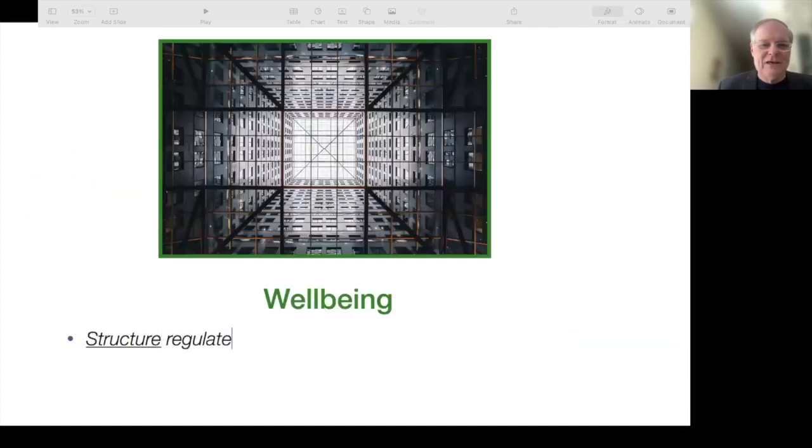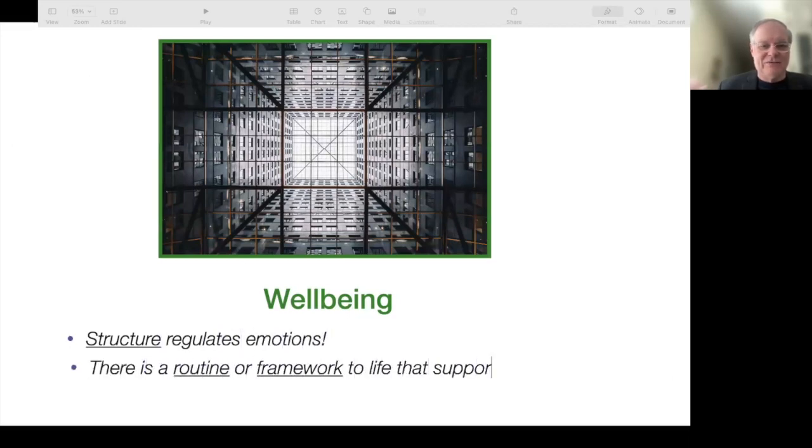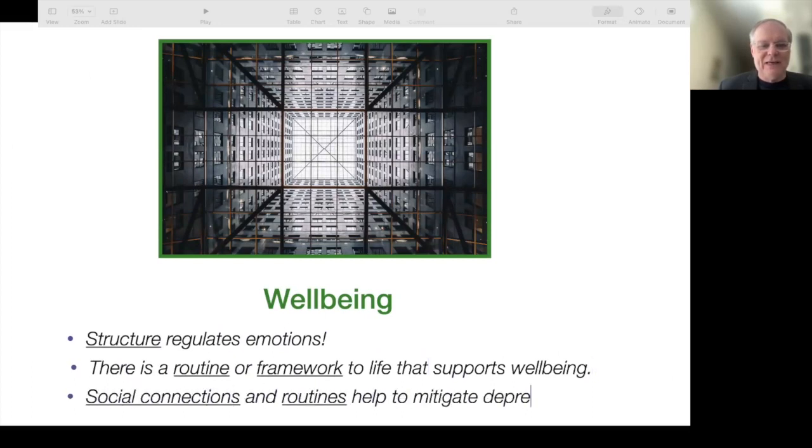I'm going to leave you with this. Well-being: structure regulates emotions. It's very important to have structure in our life. Routines and frameworks lead to health and well-being, and social connections and routines help to mitigate depression.